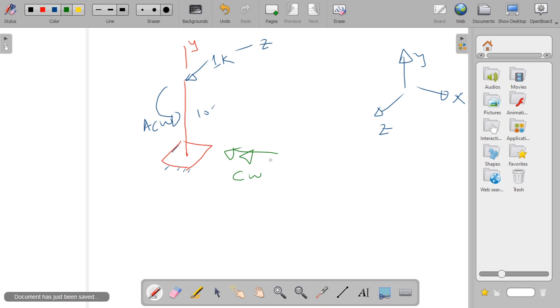Now why is it clockwise? Because you have to apply the right hand rule again. You will see that your fingers are curling in the clockwise direction. How? For example, this is your thumb, and if you point your thumb, you will realize that your fingers are curling in the opposite direction automatically.